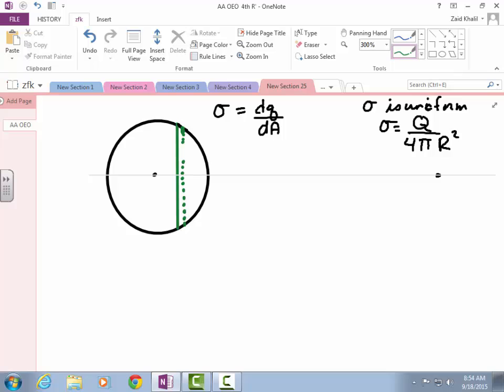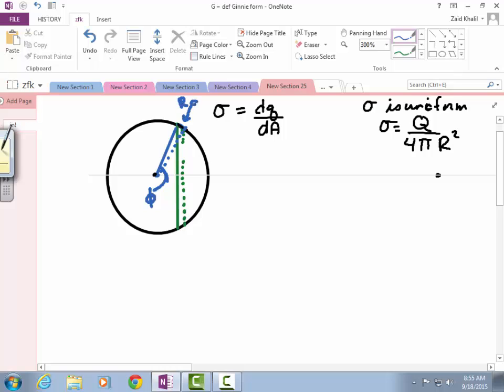If you take a look at this, what's that right there? And then what would this be? So this angle right here, this whole angle, is phi. Then this length, this little arc length, is going to be what? R d phi. So this right here is R d phi.